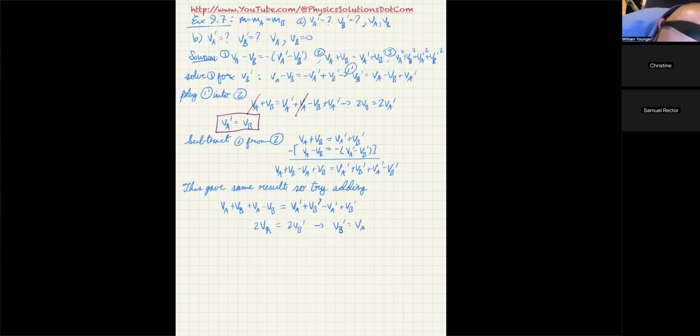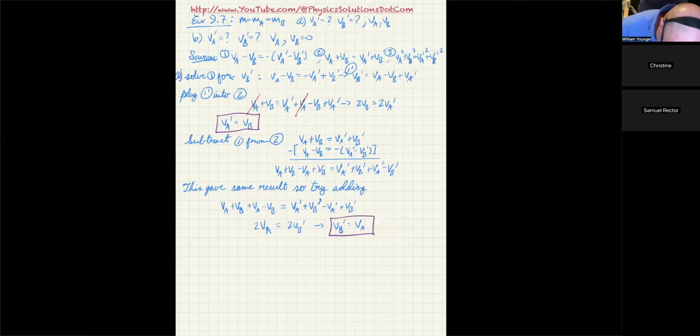Basically, I said that they're going to trade velocities, and that's basically what happens. Ball A comes in, hits ball B, and ball B leaves with the velocity that A had, and A leaves with the velocity that B had. Okay, so that's all for part A.